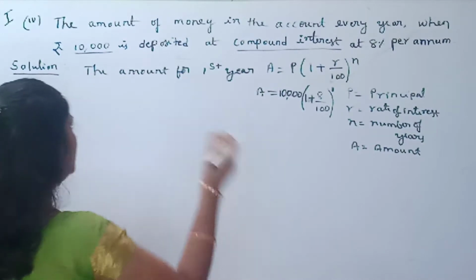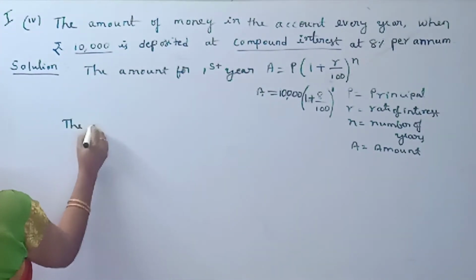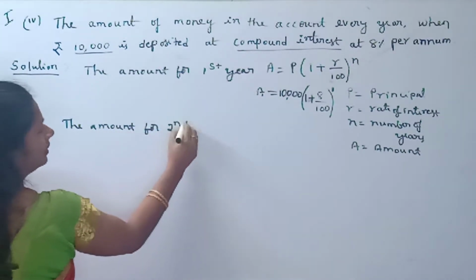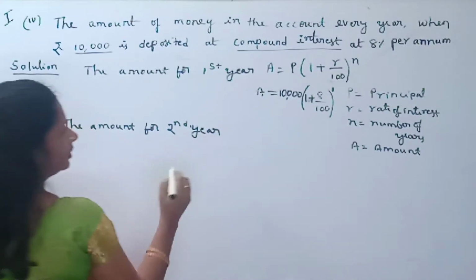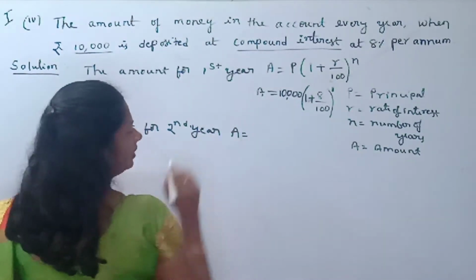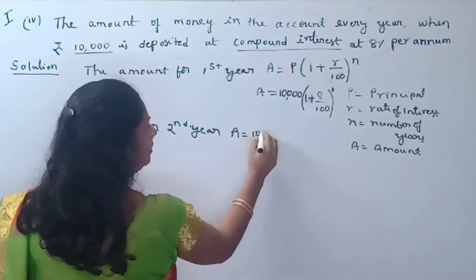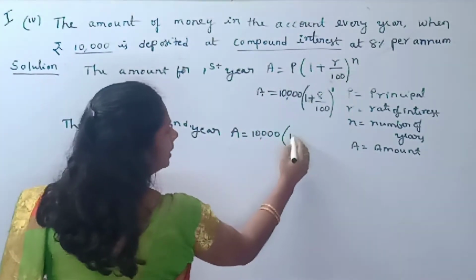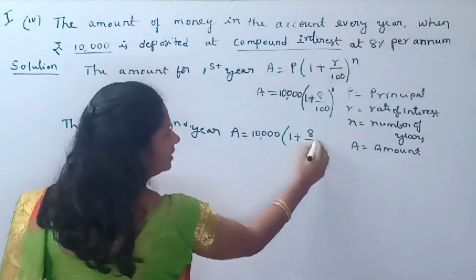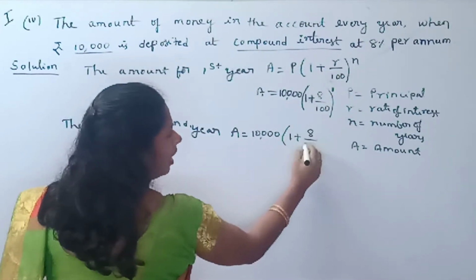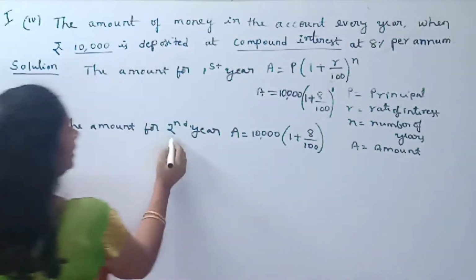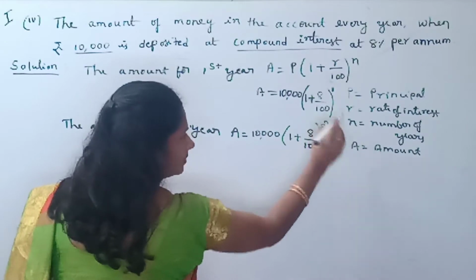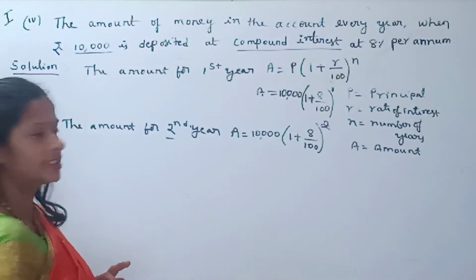So clear? Similarly, the amount for the second year. Let us substitute the values, children. A is equal to 10,000, the principal amount is 10,000 rupees, into 1 plus R, the rate of interest is 8%, divided by 100, for the second year. So what N value do you have to substitute, children? It is 2. Is it clear?